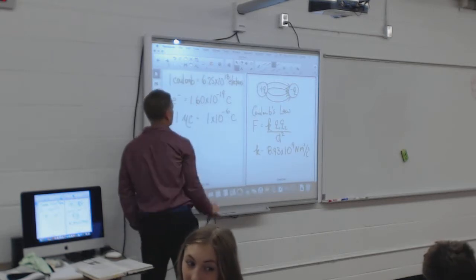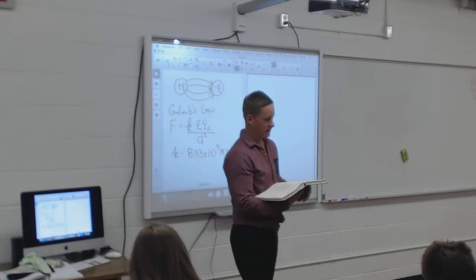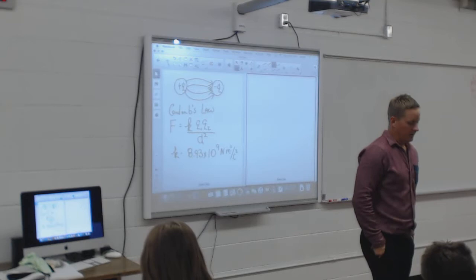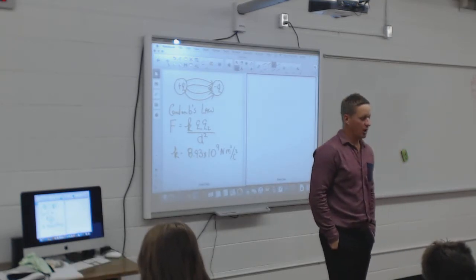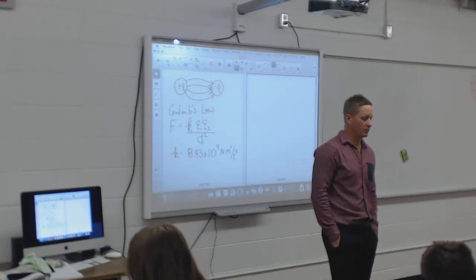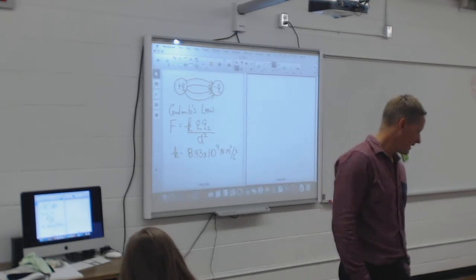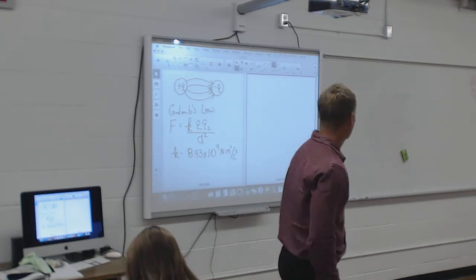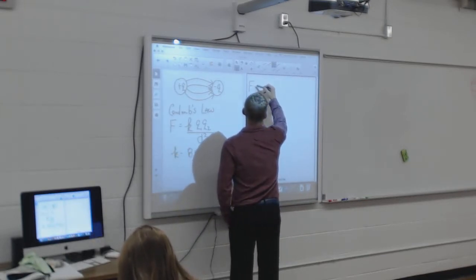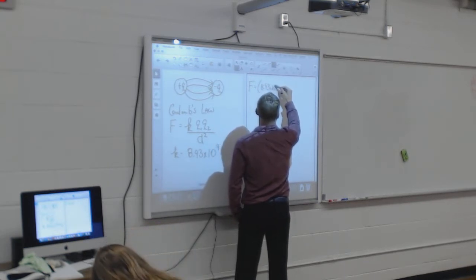All right, so let's look at an example here. Take a look at page 389. Find the force between charges of plus 100 microcoulombs and minus 50 microcoulombs located 50 centimeters apart in air. So, force is equal to K, 8.93 times 10 to the 9.